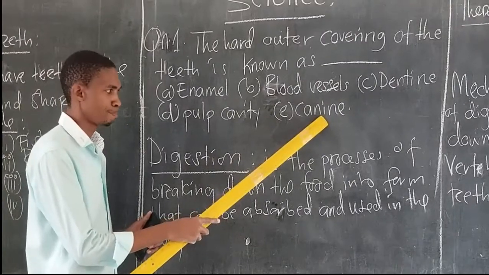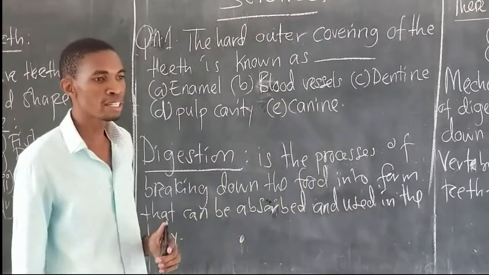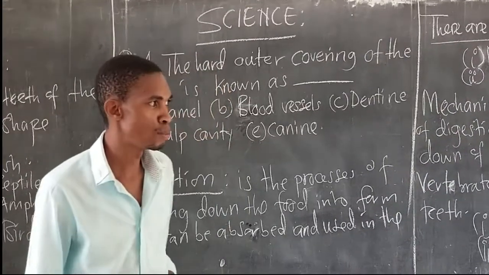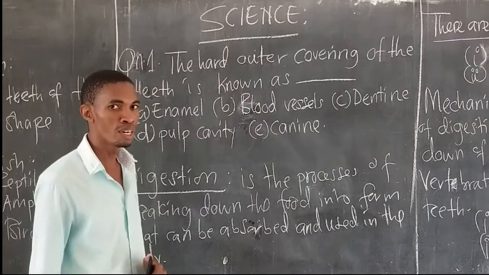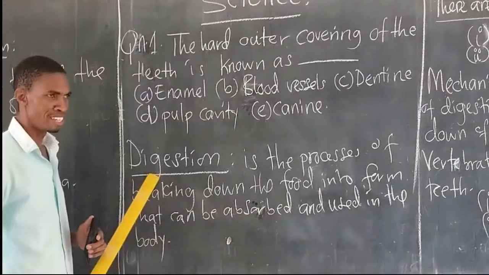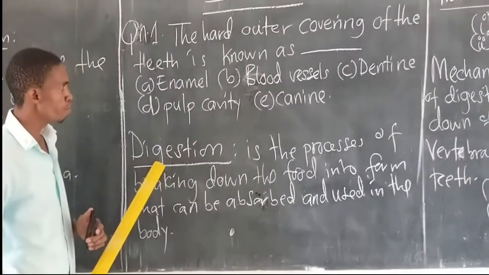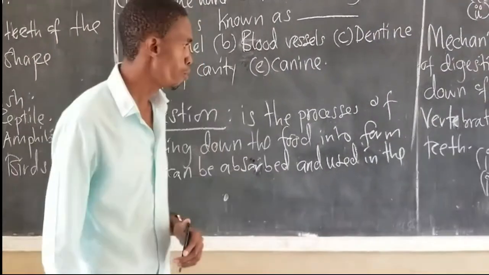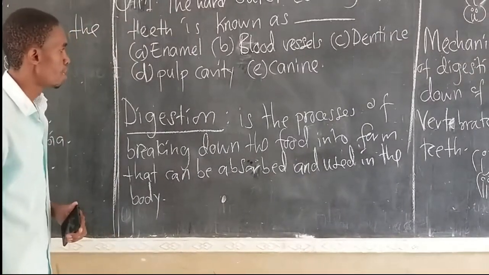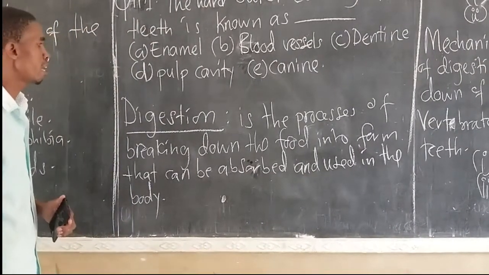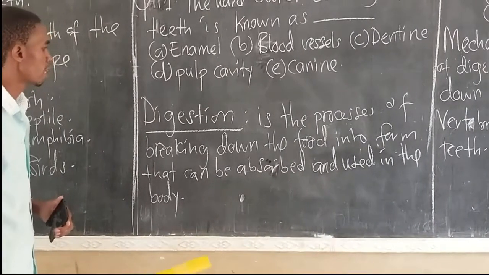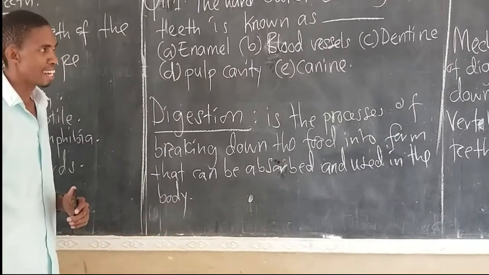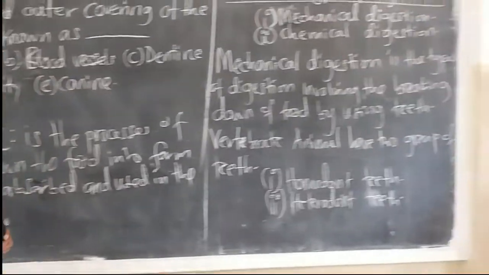But before you go directly to answer the question, we're supposed to understand the concept of the question. The concept just stated comes from digestion. In order to answer this question, you're supposed to understand digestion. So, what is digestion? We say that digestion is a process of breaking down food into a form that can be absorbed and used in the body.